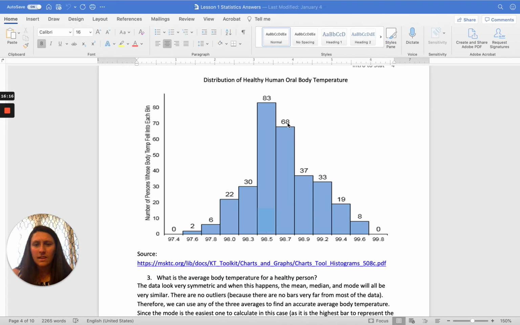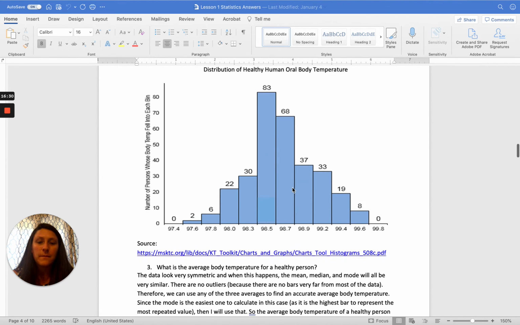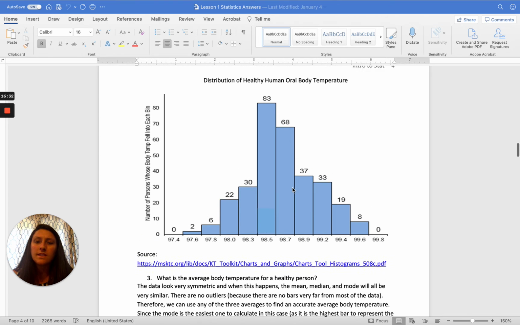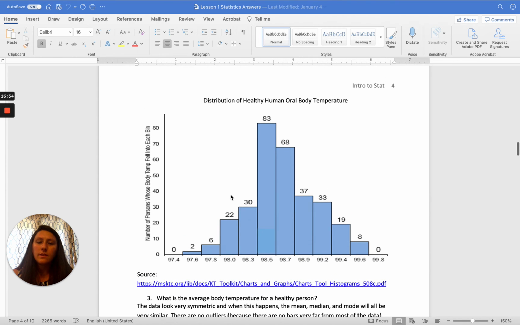So it looks like there's like somewhere between 200 and 300 people in this study. Maybe more. Maybe between 300, because I'm just guesstimating here. It looks like 100 there plus another 100. Yeah, so maybe a little more than 300 people in this study. So if you just think about this histogram, what do you think, which average, the mean, median, or mode, would be the most appropriate way to measure the average human oral body temperature of someone that's healthy?